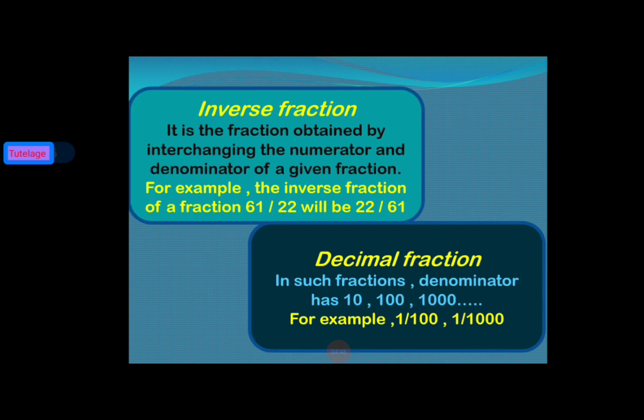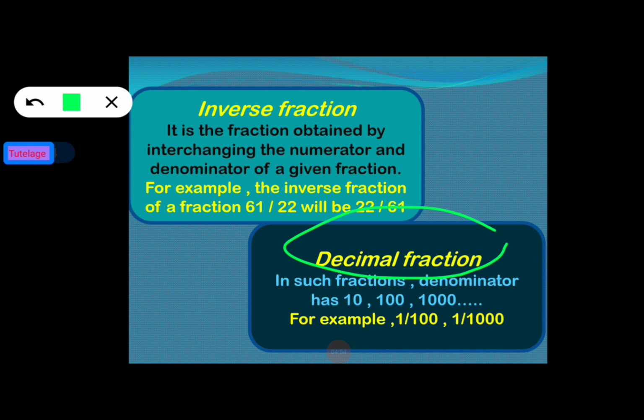And here we can see other types of fraction, that is the inverse fraction and the decimal fraction. At first we have to know the decimal fraction. In such fractions, the denominator has 10, 100, 1000, 10,000, 100,000, etc. That type of fraction is called the decimal fraction, and examples are 1 by 10, 1 by 100, 1 by 1000, etc. Now move on to the inverse fraction.